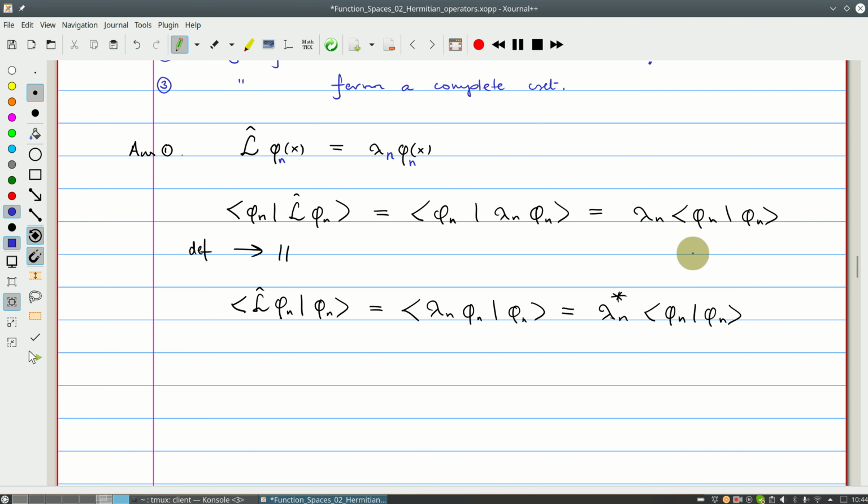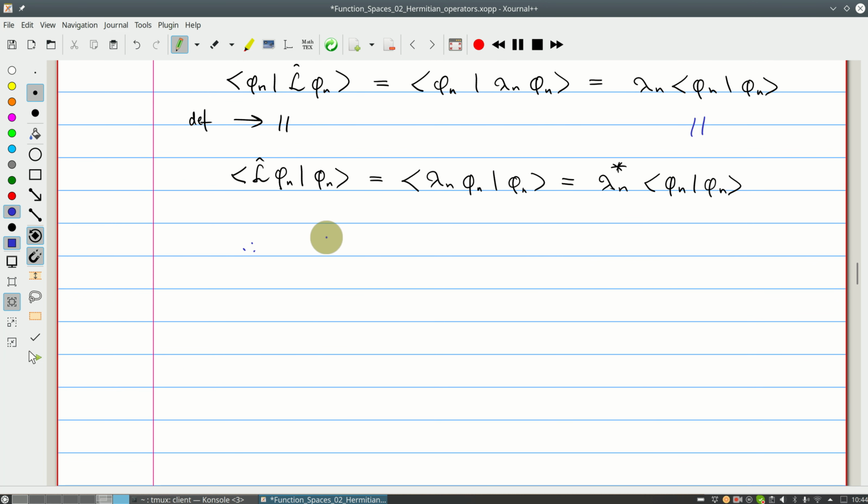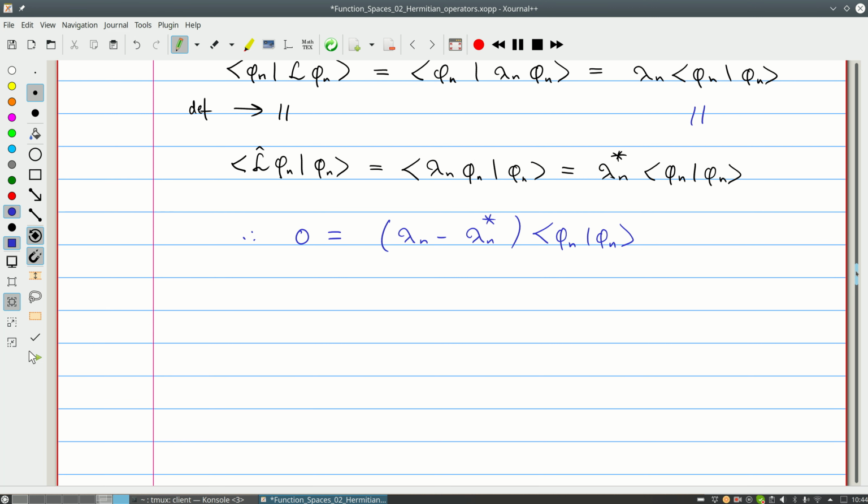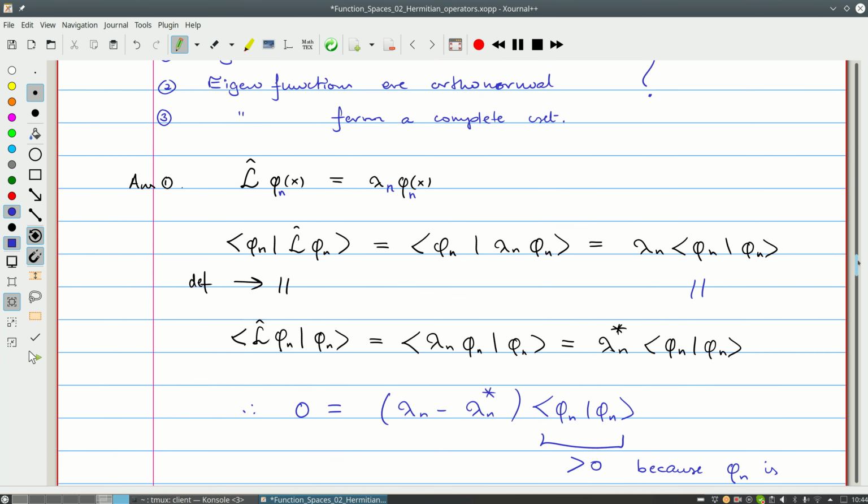Now we must have these two sides being equal. So therefore, we can bring these two terms to the same side. We have 0 is equal to lambda n minus lambda n star times the inner product of phi n with itself. Now once again, we use the same ideas we used in finite dimensional vector spaces. This is going to be greater than 0 because the eigenfunctions, the phi n, are non-trivial. And what does non-trivial mean? It means we don't include the zero function.